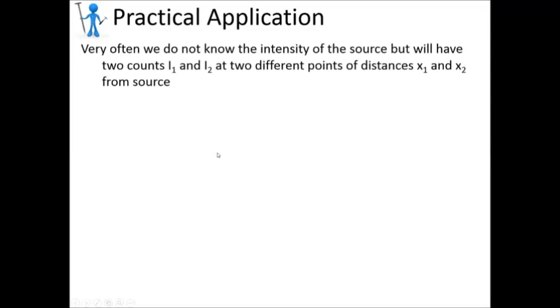Okay, so how would we apply this in practical terms? Very often you do not know the intensity of the source, but you have two count rates. So you might have I1 and I2 at two different points of distances x1 and x2 from the source. So using this idea, we've just got two equations. This is I1 at x1 and this will be I2 at x2.